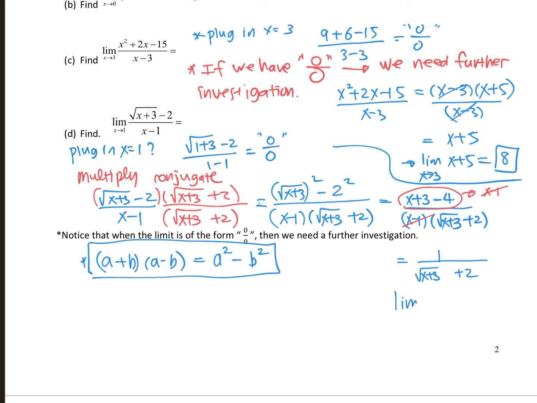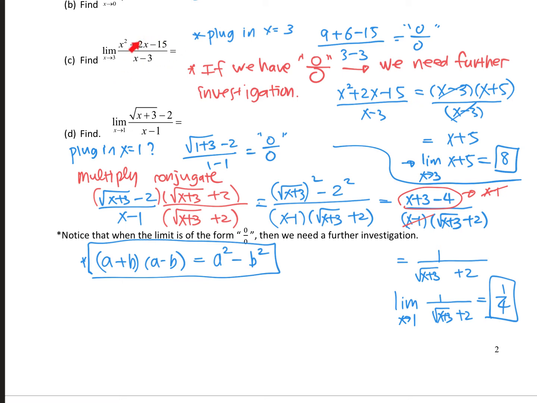So the limit as x goes to 1 of 1 over radical x plus 3 plus 2. Can I plug in now? I think it's possible. Plug in 1 here, radical 1 plus 3, so radical 4, that's just 2. So on the bottom will be just 2 plus 2. So my answer will be 1 over 4. Okay, so we learned two tricks.